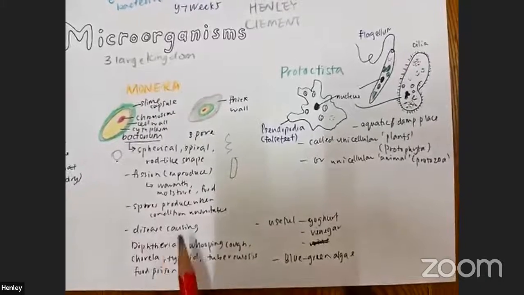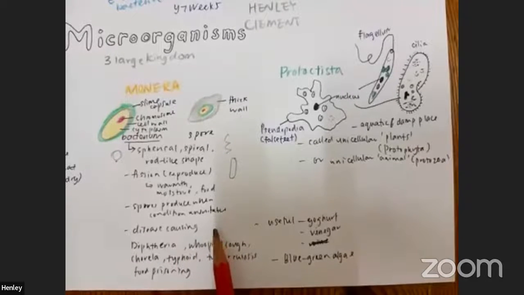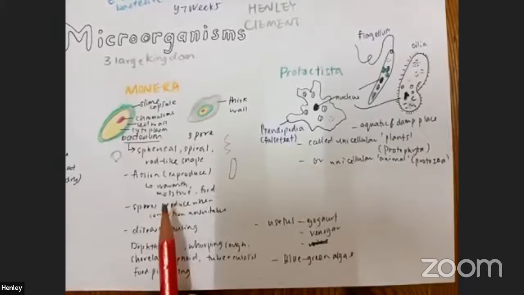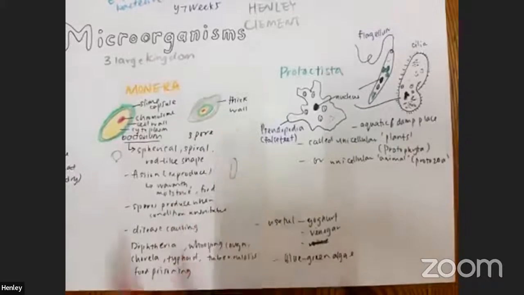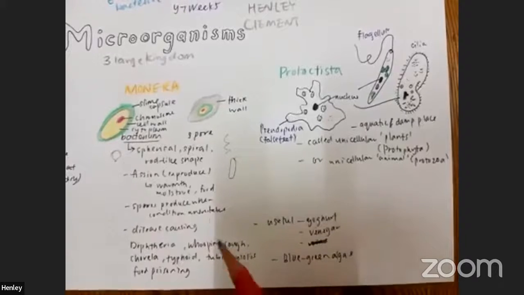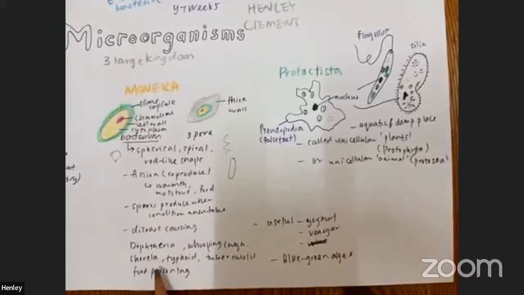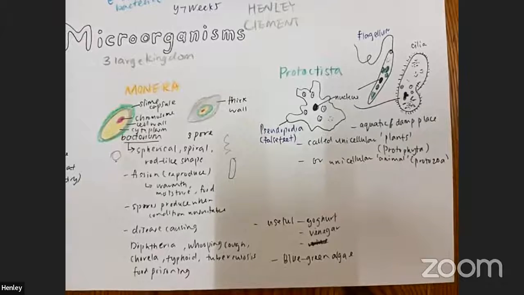Spores are produced when conditions are unsuitable. If there's not enough food, or it's too dry, too hot or too cold, spores will be produced and the thick wall will form. Some of the Monera, bacteria, are disease causing, such as whooping cough, cholera, typhoid, tuberculosis, and food poisoning. But there are also good things. Good bacteria can be used to make vinegar and also yogurt.